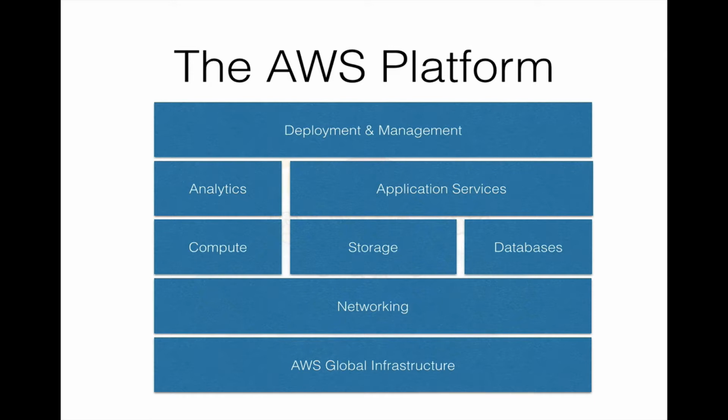The AWS platform is basically divided into different sections, which is what we covered in the 10,000 foot overview. So you've got your global infrastructure, networking, compute, storage, databases, analytics, application services, and then deployment and management. And so that really covers off the first white paper. It is very high level. By now you would all know this back to front.